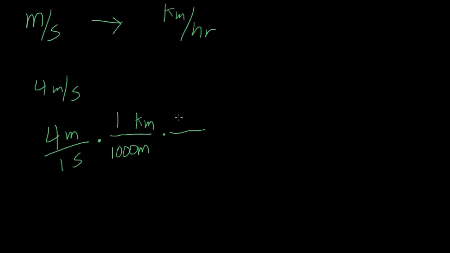So seconds on bottom, we're going to put 1 second on top. That way they'll cancel. There's actually not 1 second. I made a mistake. We'll put seconds on top. And what can we convert seconds to? Well, we may not know off the top of our head how many seconds are in an hour, but we should know that there are 60 seconds in 1 minute. So we'll do that for now.